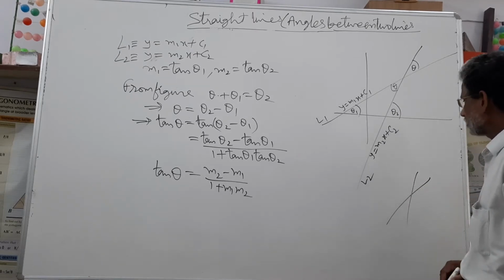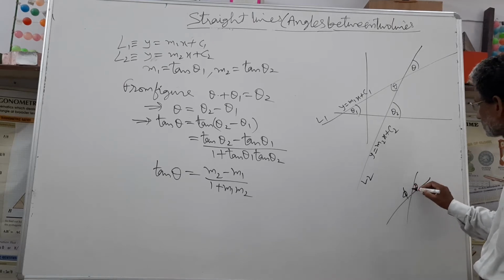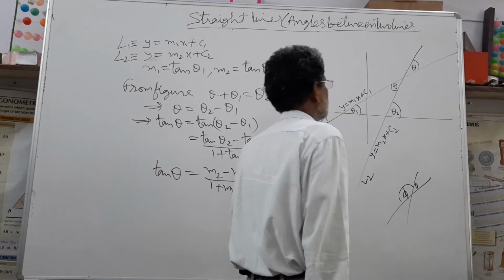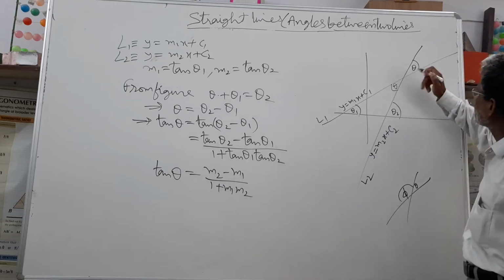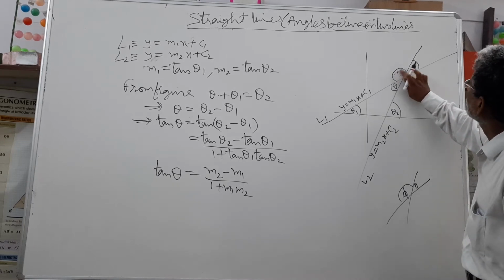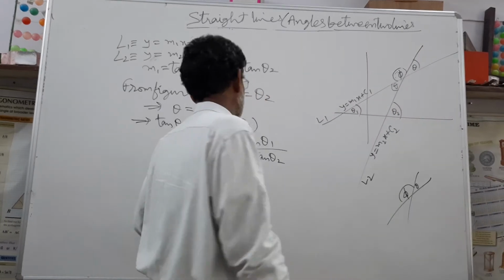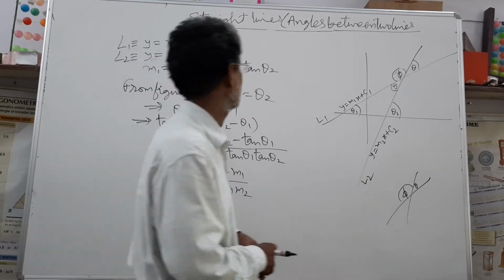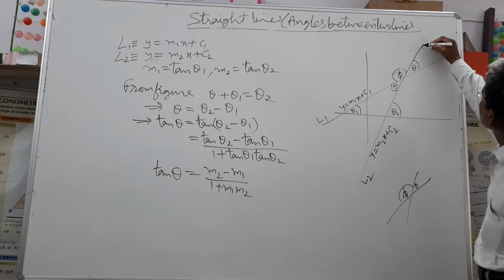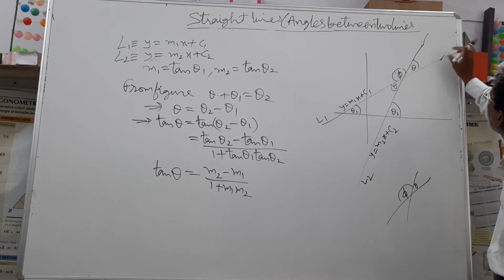Between any two intersecting lines, there are always two angles. One is acute, another is obtuse, if they are not at right angles. Here also there are two angles, theta and phi. For tan theta, it is m2 minus m1, m2 that is the slope of this line, minus m1, the slope of this line. Your angle is this.